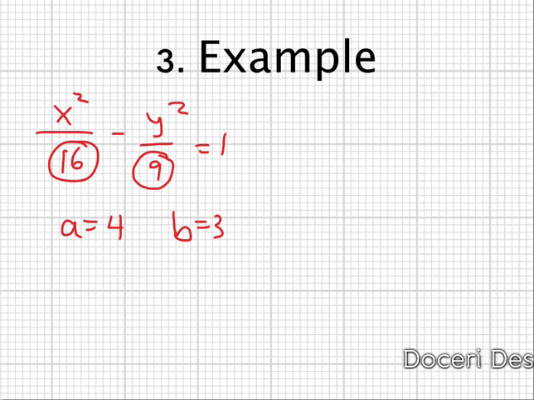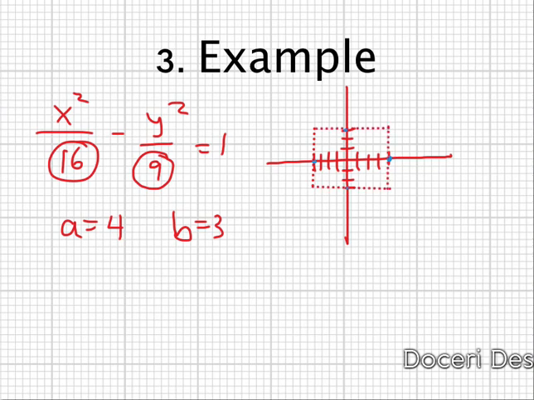Okay, so if I wanted to graph this to help me, that would be fine. So again, my center is 0, 0, because I'm not subtracting anything from x or y. So I'm going to go left to right 4 units. 1, 2, 3, 4. 1, 2, 3, 4. And I'm going to go up 3. 1, 2, 3. 1, 2, 3. So those are my vertices and my co-vertices of my box. So I'll draw in my box. There we go.